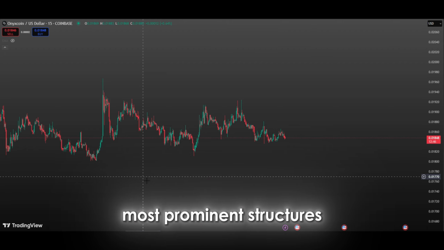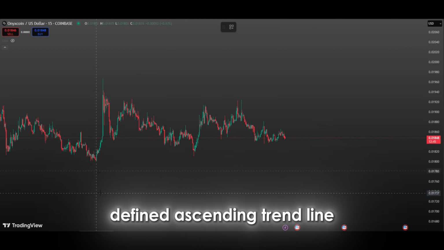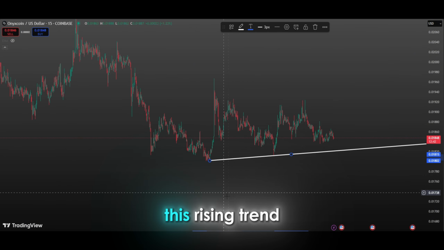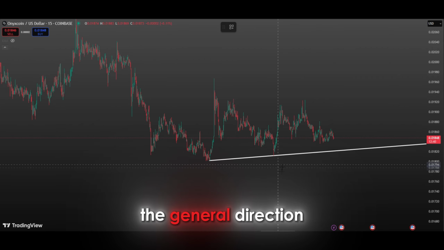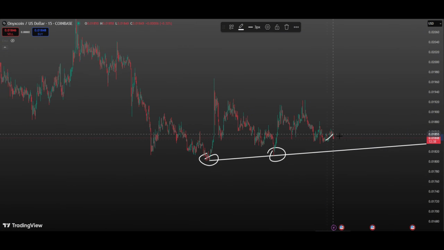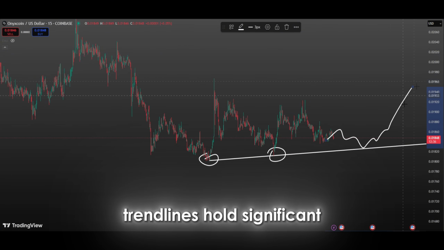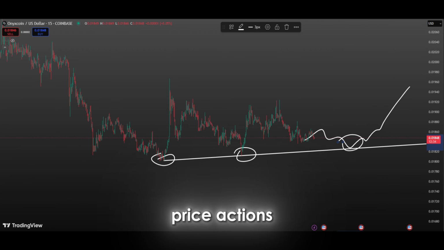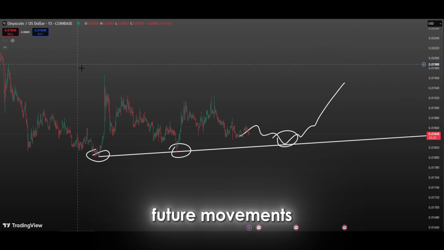One of the most prominent structures on the chart is the clearly defined ascending trend line, which represents an upward momentum. This rising trend not only reflects the general direction of price movement, but also clearly illustrates how market psychology is shaping. In technical analysis, trend lines hold significant importance for investors because they not only summarize past price actions, but also offer clues about potential future movements.